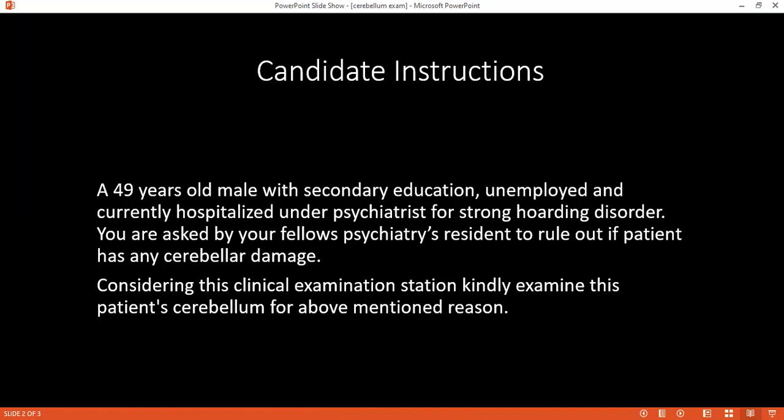Then I would want to assess the last 4 cranial nerves, which are the glossopharyngeal, the vagus, the spinal accessory, and the hypoglossal. I'll assess the glossopharyngeal and the vagus by telling him to open his mouth. I'll look at the uvula for any deviation, and I'll tell him to say ah. Then I'll also tell him to cough.